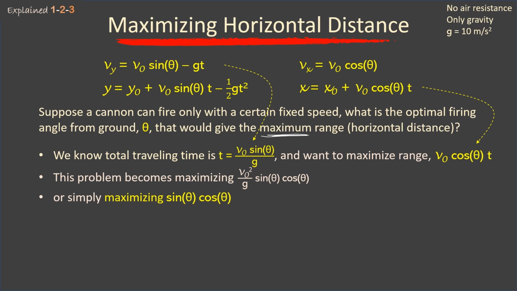We know v sub 0 squared over g is a constant. Therefore, this problem of finding maximum horizontal distance can be simplified to maximizing sine theta times cosine theta. Finding the maximum of this product of sine theta and cosine theta is a solvable problem and is straightforward.